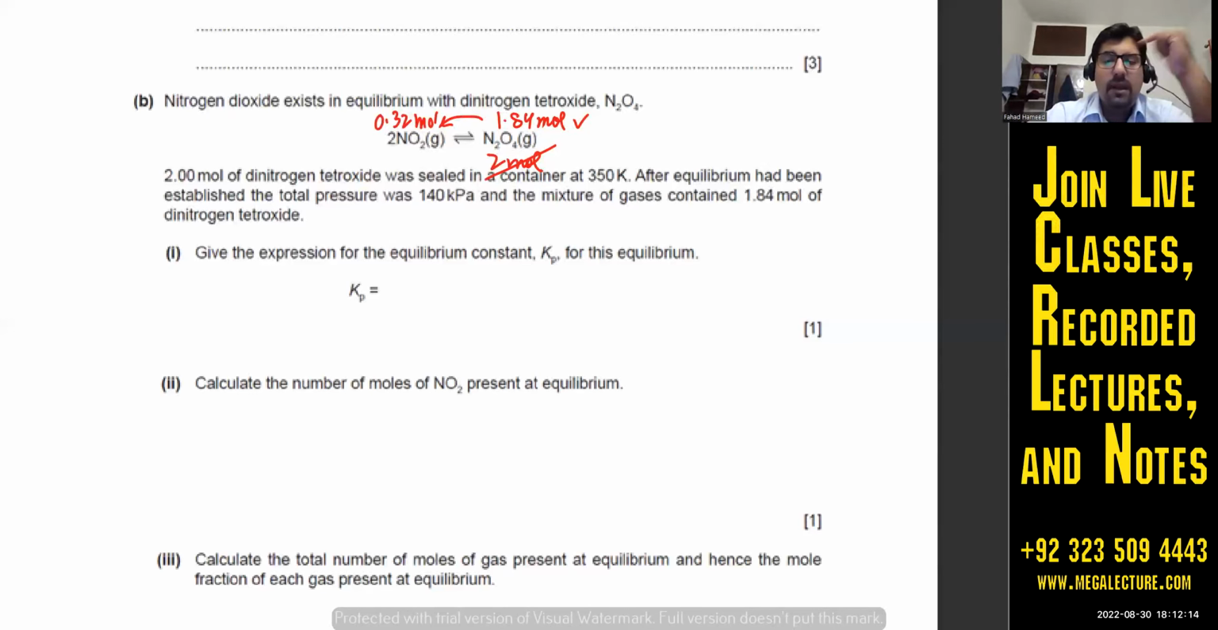और अगला पार्ट है कि मोल फ्रैक्शन निकालो. जब आपको पता लग गया कि you've got 1.84 moles of this and you've got 0.32 moles of this in the container. So you have to figure out the mole fraction. So we'll do that. Mole fraction क्या होगी? That's 1.84 divided by the total, which is कितने moles हैं? 1.84 में 0.32 add करो. What do you get? 2.16, is it 2.16?